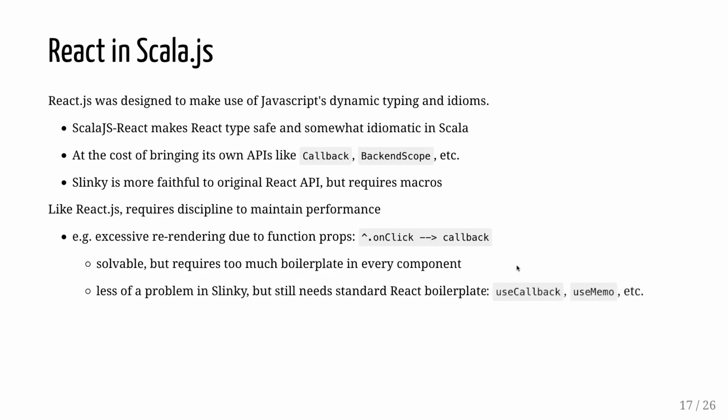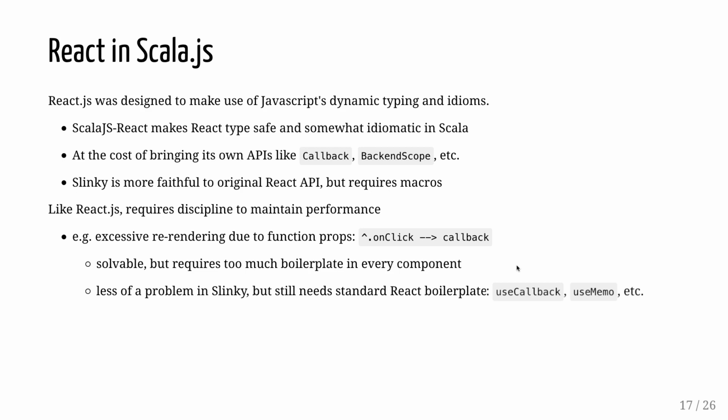React.js, the original Facebook JavaScript library, was unsurprisingly designed to make use of JavaScript's dynamic typing and idioms. Dynamic typing doesn't mean there's no types in JavaScript. It just means that the types aren't statically checked. And React.js does work with types, but it works with structural types, which are found in TypeScript or Facebook Flow, whereas in Scala and Scala.js, we normally work with nominal types, which work differently. This kind of disconnect is a problem when you want to use React.js from Scala in a type-safe way.